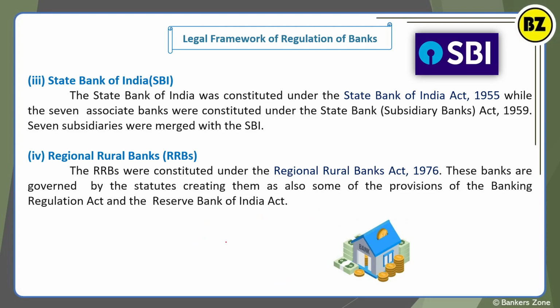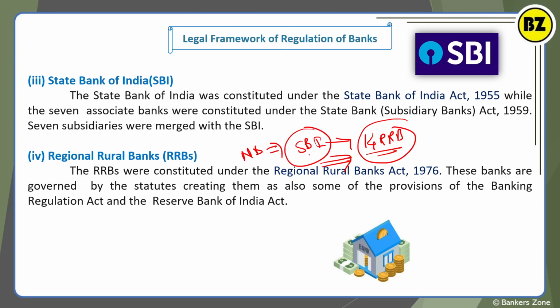Now here you can see what do you mean by sponsored bank? It simply means the nationalized banks have sponsored the RRB. See, even SBI alone has sponsored around 14 RRBs. For example, Chhattisgarh Rajya Gramin Bank or Jharkhand Rajya Gramin Bank, then Meghalaya Rural Bank, Nagaland Rural Bank. So these are different banks, around 14 RRBs sponsored by SBI alone. Okay, so this is all about the RRB.